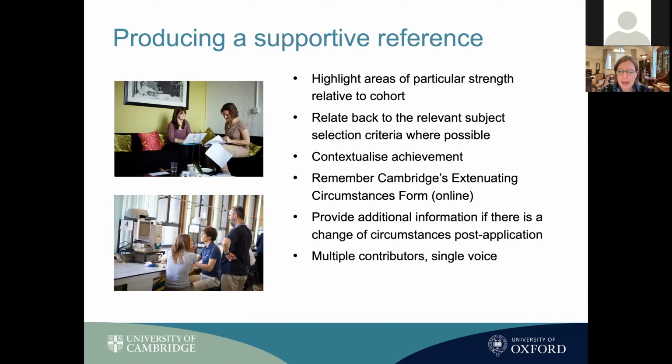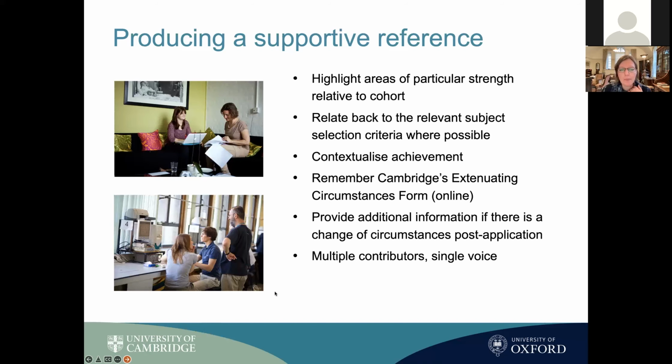And do remember that you can update us if something changes after the application has gone in. So you can just send an email to that person's admissions office if there is something that we need to know. Every year we do, for example, see bereavement shortly before interview, or serious illness or anything like that. It's really, really helpful for us to know about, just so we can take it into account and potentially be sensitive about it as well.